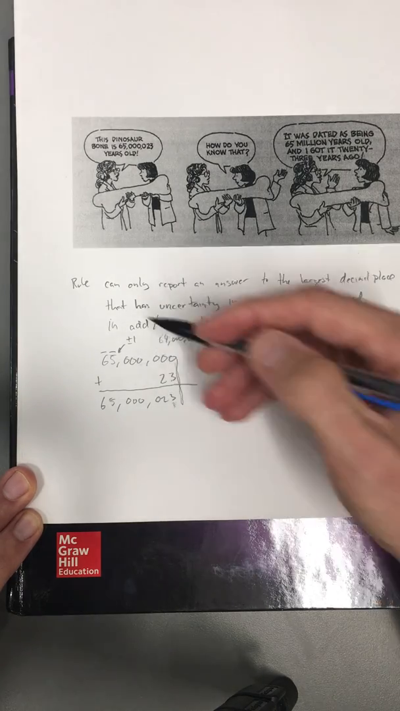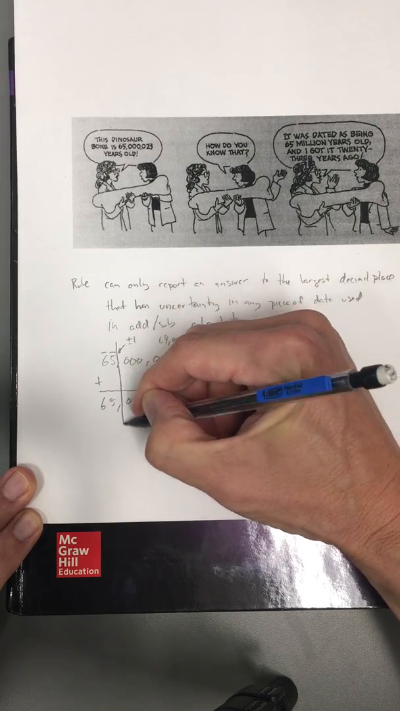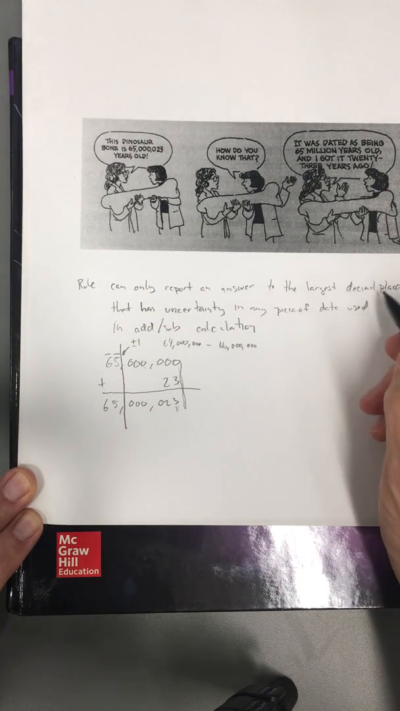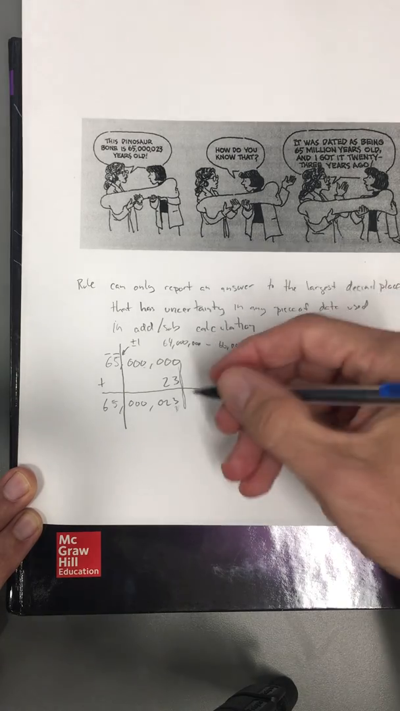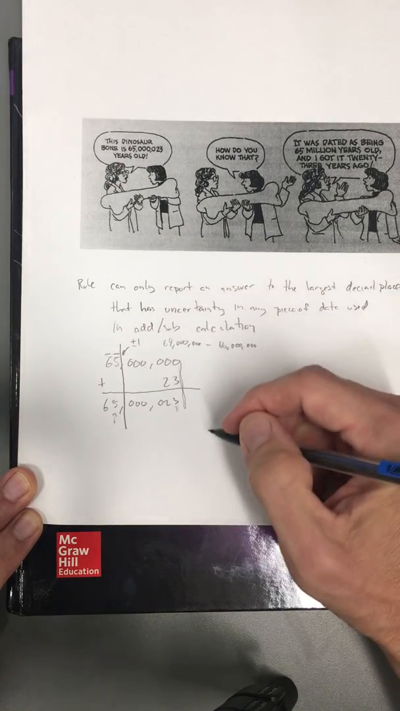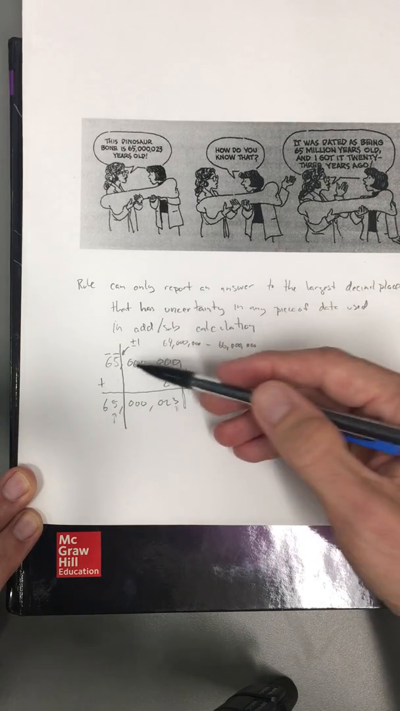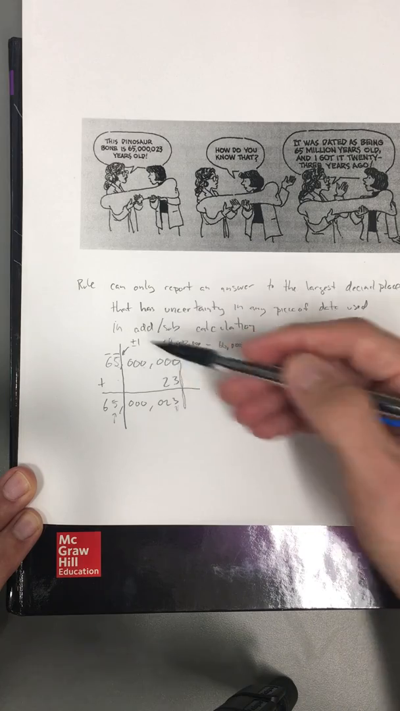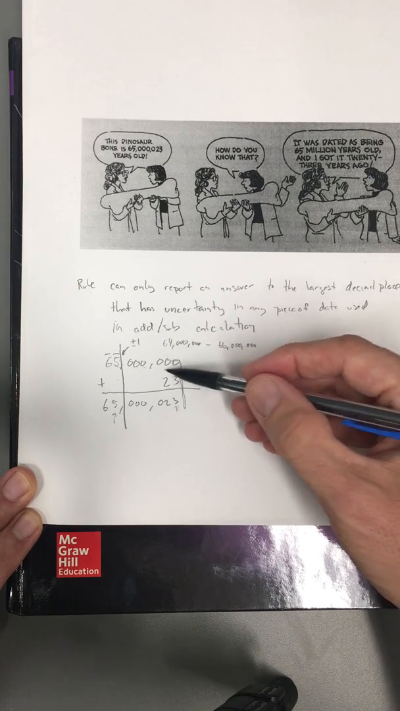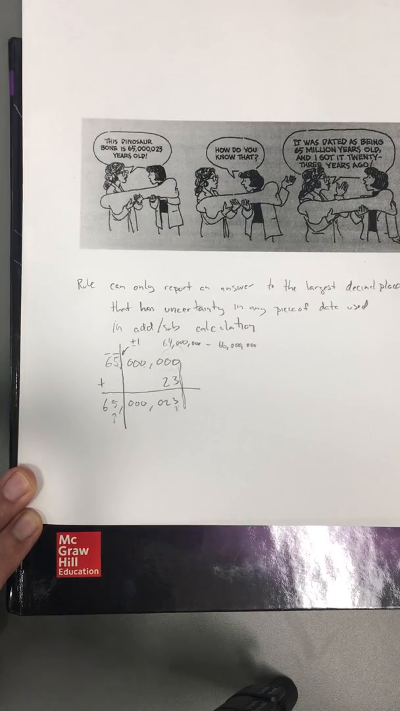But in the 65 million years, the uncertainty is in the millions place. That's the largest decimal place. By that I mean the millions place is a larger place than the ones place. So this is what we're limited to. And what we're really saying is, if we don't know exactly how many millions of years this is, these ones and tens, we totally don't know those values.